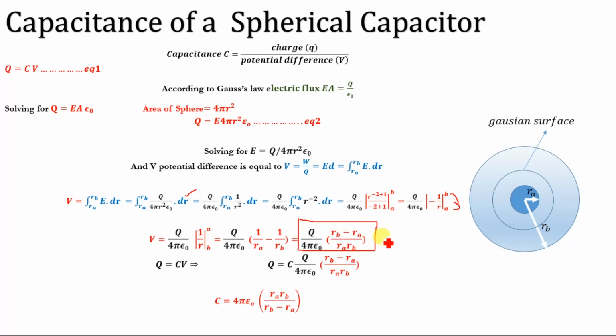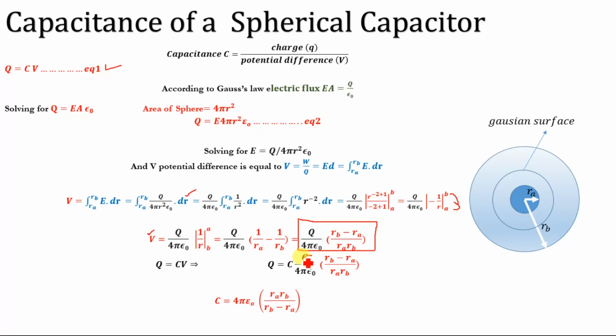And this is equation number 3. Now we will substitute the value for this potential difference V in equation number 1, that is Q is equal to CV. C is the capacitance, Q is the charge, and V is the voltage. Substituting the value for the potential difference, we will have Q is equal to C into Q divided by 4 pi epsilon naught times Rb minus Ra divided by Ra Rb.